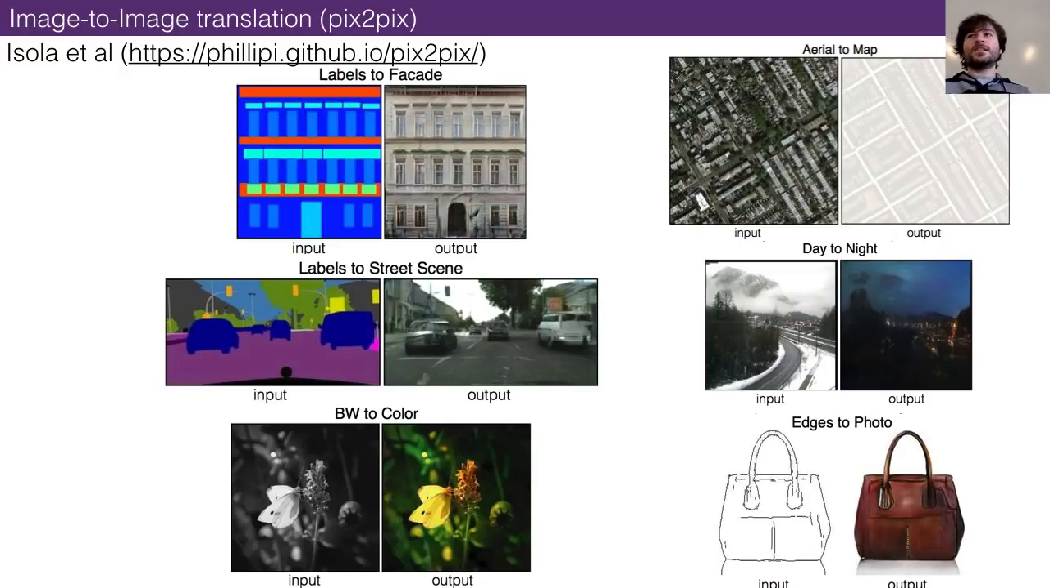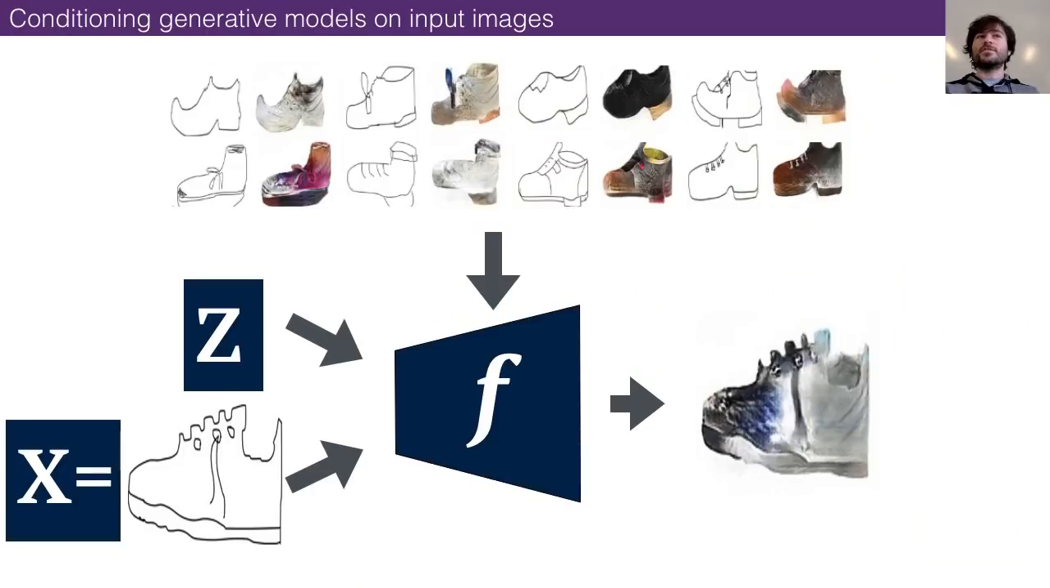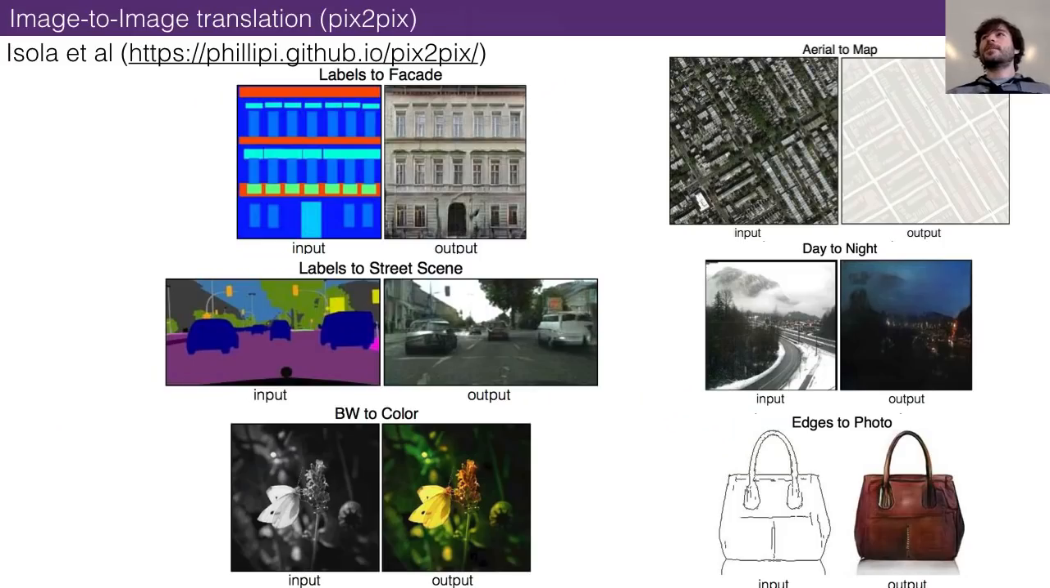Now, of course, to some degree, we've already seen stuff like this. So style transfer is really kind of like this, right? You have some input image, and then it produces some output image, which is the same image except in a different style. But the first, as far as I know, the first code base or project that tried to implement this in a very, very generic way was Pix2Pix. And this came out in November 2016.